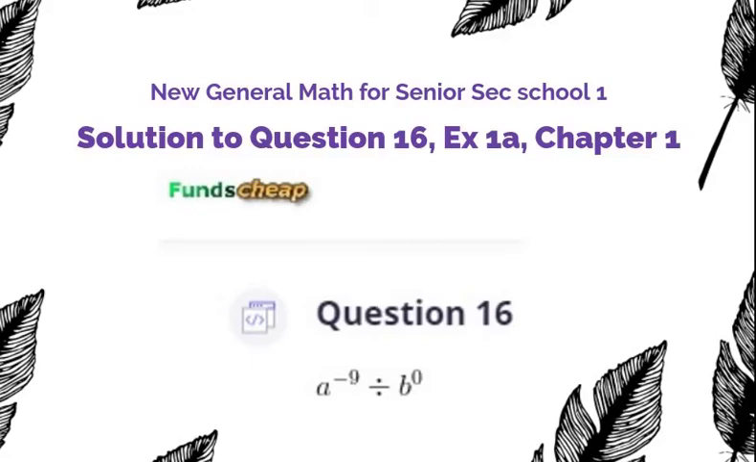Today we'll be solving question 16 under exercise 1A, chapter 1 of your New General Mathematics for Senior Secondary School, Book 1. The question says: a raised to power minus 9 divided by b raised to power 0. So how do we solve this? As you know, this is a problem under the laws of indices, so we're going to use a lot of the laws of indices to solve this.